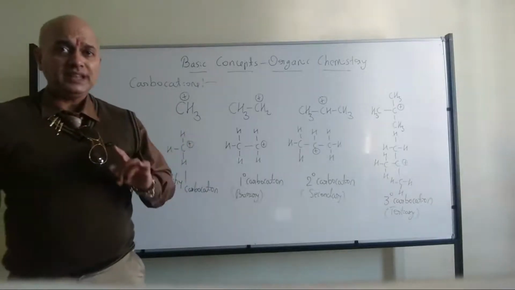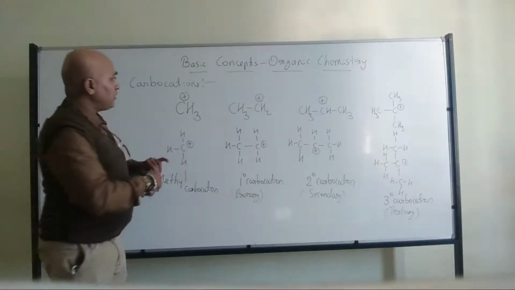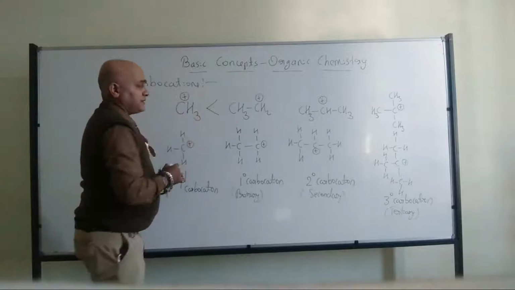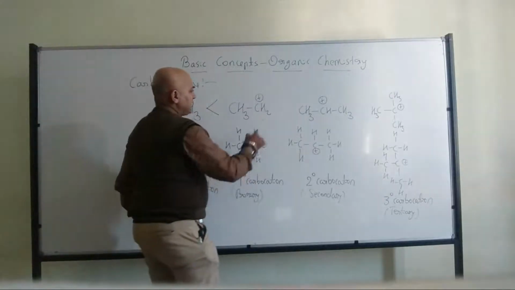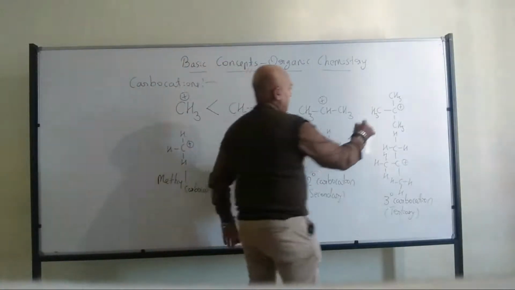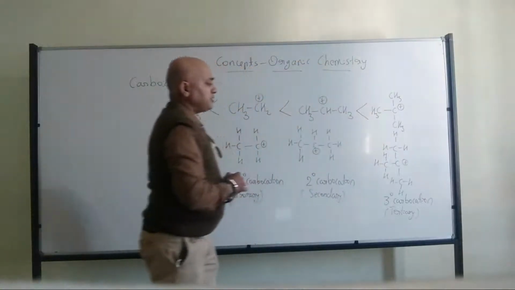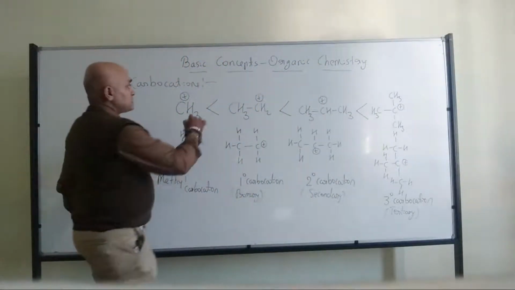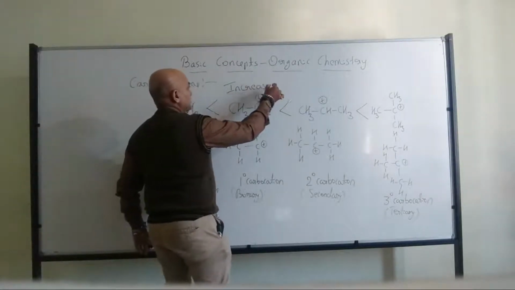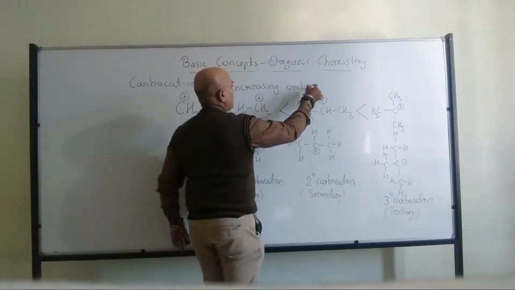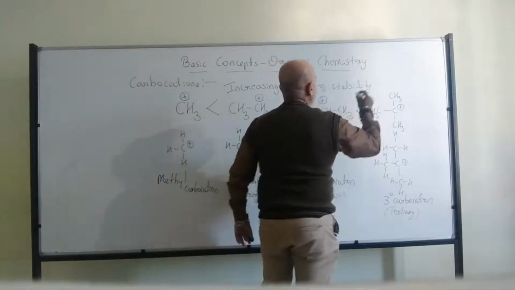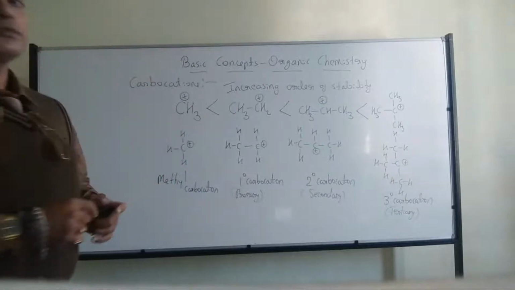Now listen to me carefully. For your competitive exams, it will help you out. So methyl carbocation is unstable compared to primary carbocation, which is unstable compared to secondary carbocation, which is unstable compared to tertiary carbocation. So whatever I have written, it is the increasing order of stability of these carbocations.